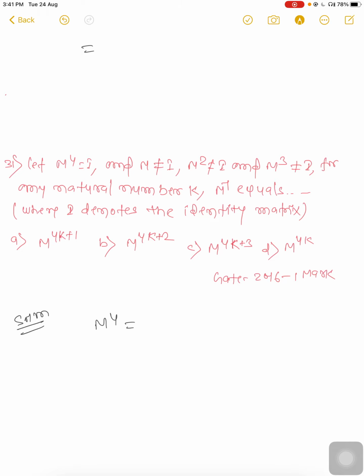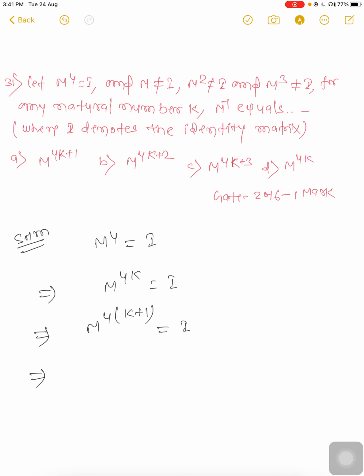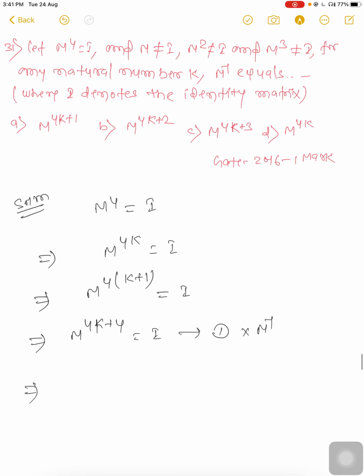So M to the power 4 is equal to I. Then we can say M to the power 4K will be I, since any multiple of 4 in the power gives I. And M to the power 4K plus 3 and M to the power 4K plus 4 will be I. Then we can say M to the power 4K plus 4 is equal to I, and multiply both sides by M inverse.